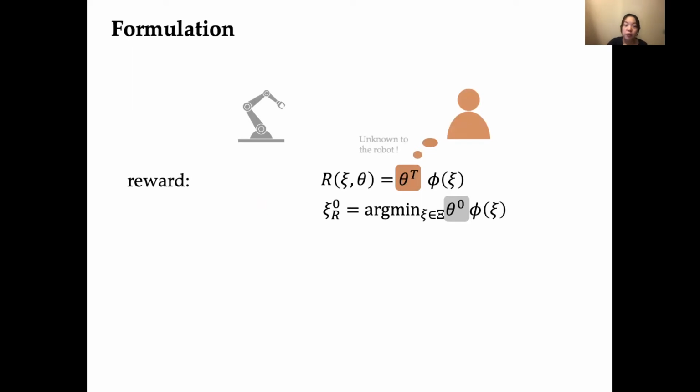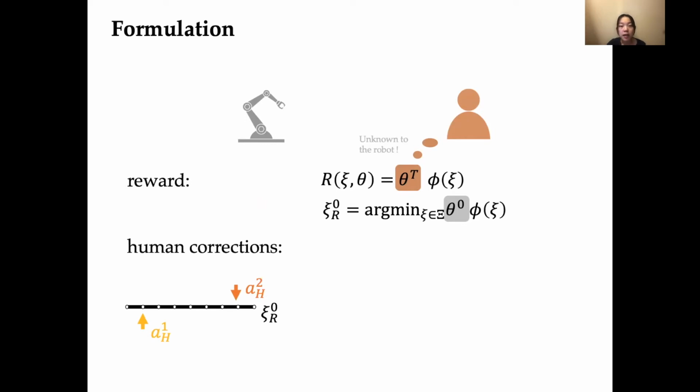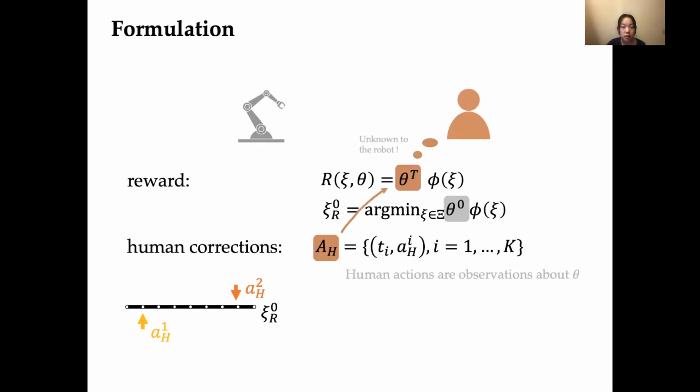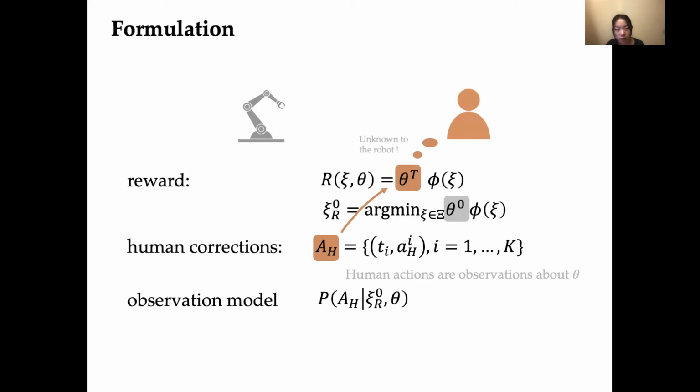Now, returning to our formulation, we have the reward defined. We have initial robot trajectory based on its best guess of the reward parameter. This guess might not be accurate, so along the execution, the human might provide sequences of corrections, AH1, AH2, etc. We denote the set of all human corrections to be capital A of H. These human actions provide observations about the reward parameter theta, and thus our observation model is probability of these corrections given the initial robot trajectory and the current estimate of the reward parameters.